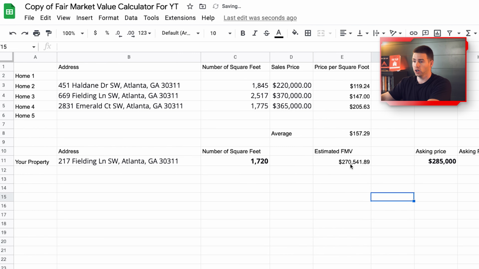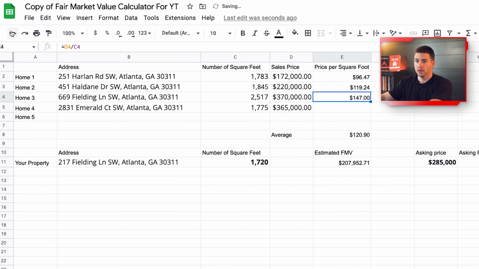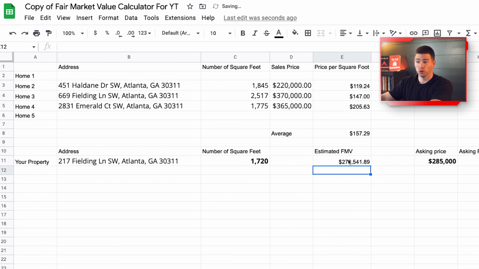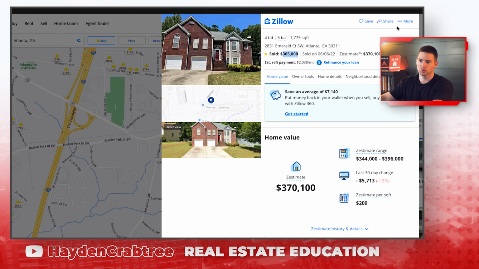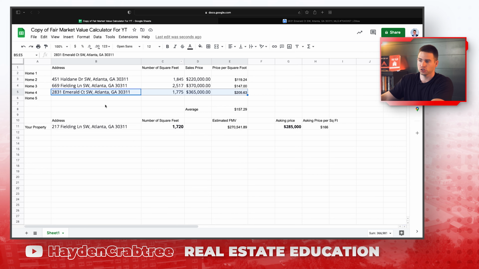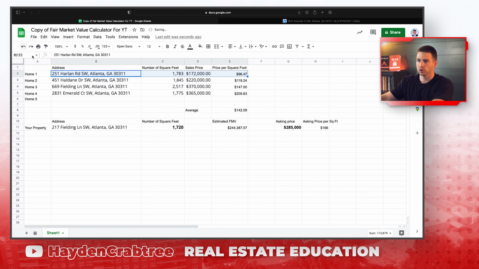If I were to use that one, if I were to get rid of comp 1, watch my fair market value, right? If you remember, it was at $207,952. Just by changing my comps out, I got a fair market value of $270,000. But I don't think this one's a good comp because it was built so much sooner. It has a garage. I personally wouldn't use that.